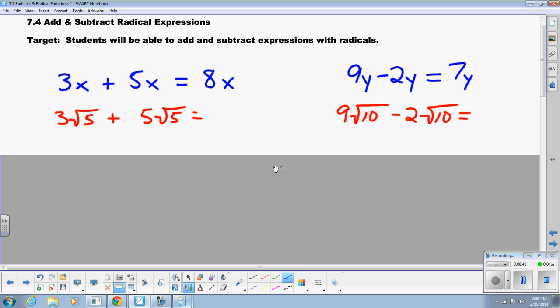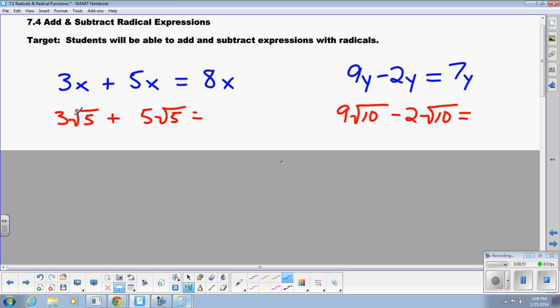With radicals, it's the same idea. So if I have 3 times the square root of 5 plus 5 times the square root of 5, 3 plus 5 is 8. And since the radical, the square root of 5, is the same in both, I'm going to write times the square root of 5. Same thing with subtraction. 9 times the square root of 10 minus 2 times the square root of 10. 9 minus 2, 7 times the square root of 10. And I'll keep that common factor that way.